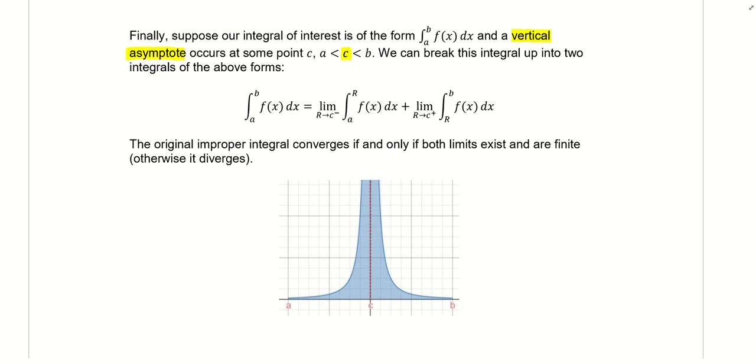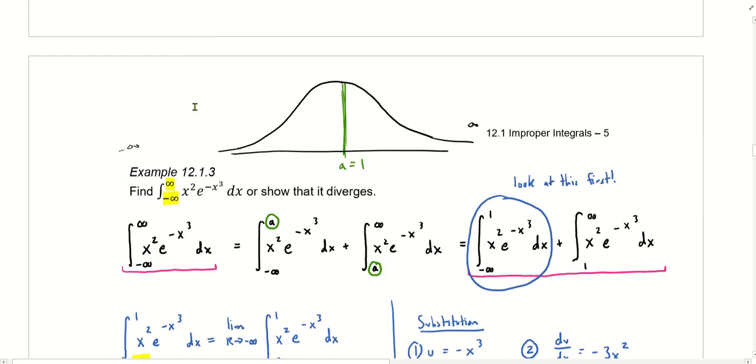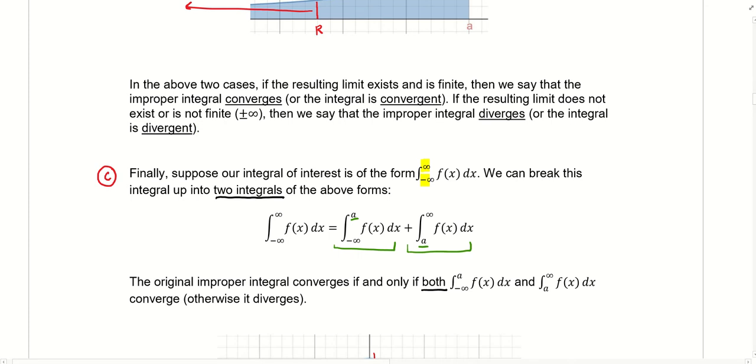So what we do, just like we did with our version C of the type 1 improper integral, when we were doing this for these infinite limits, is we broke the original integral up into a sum of two other integrals. We do the same thing, but instead of having to arbitrarily pick this a, we choose c as a placeholder, for that point where we have that vertical asymptote.